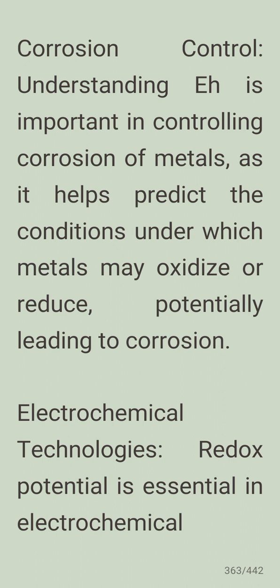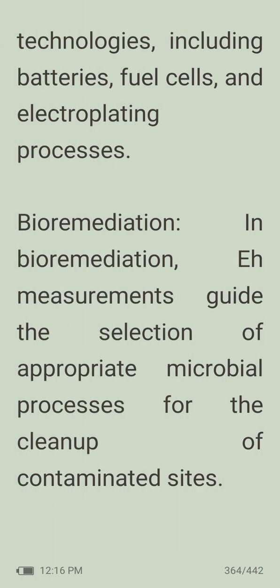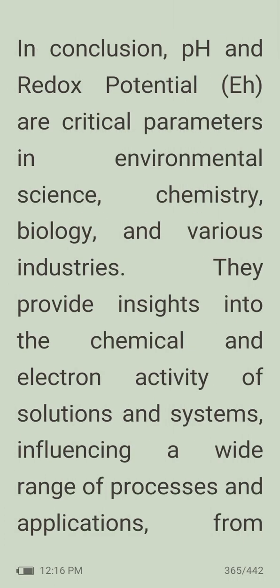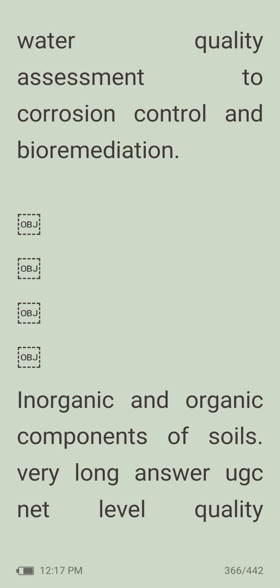Then electrochemical technologies. Redox potential is essential in electrochemical technologies including batteries, fuel cells, and electroplating processes. Then bioremediation. In bioremediation, EH measurements guide the selection of appropriate microbial processes for the cleanup of contaminated sites. And in conclusion, pH and redox potential are crucial parameters in environmental science, chemistry, biology, and various industries. They provide insights into the chemical and electron activity of solutions and systems, influencing a wide range of processes and applications from water quality assessment to corrosion control and bioremediation.